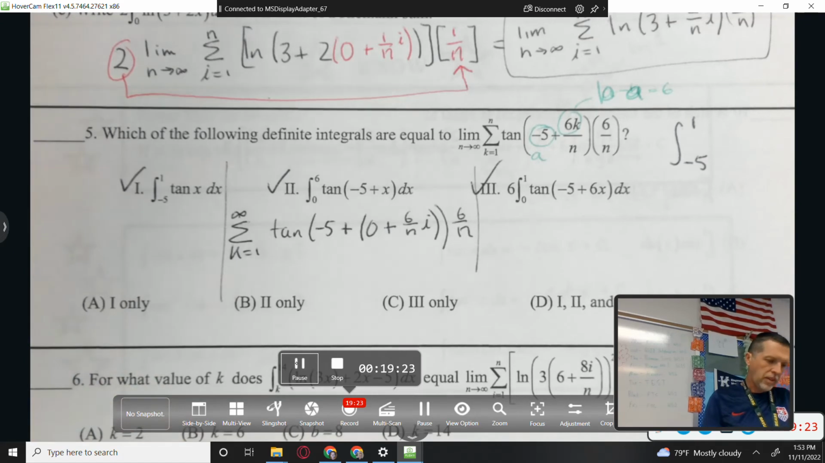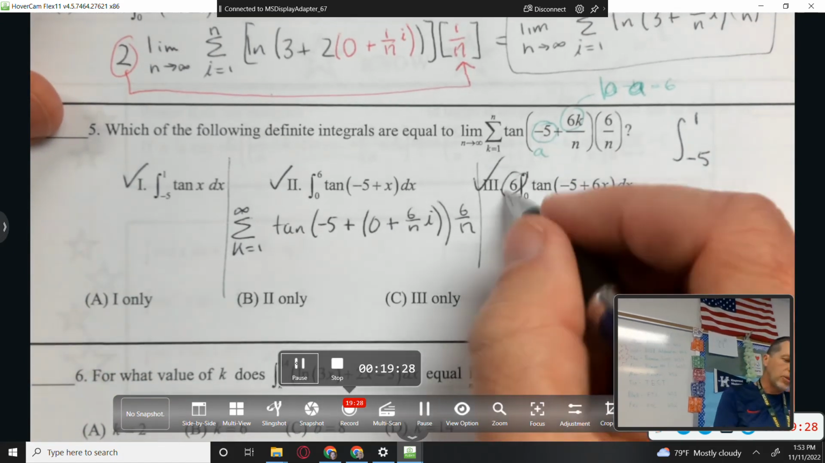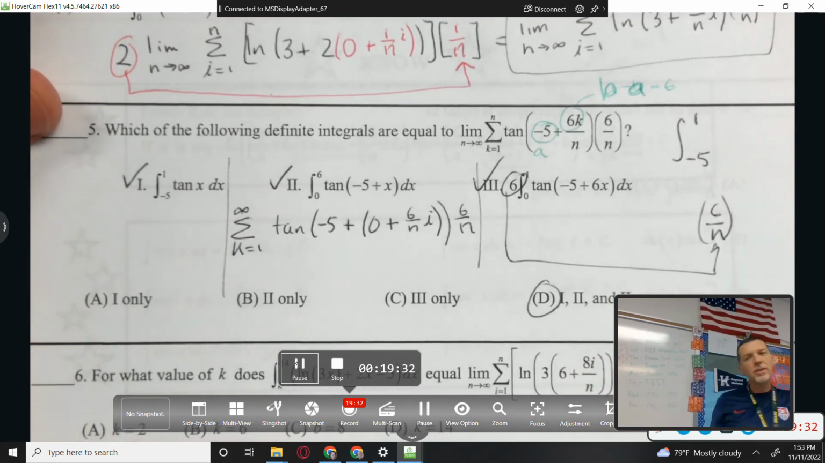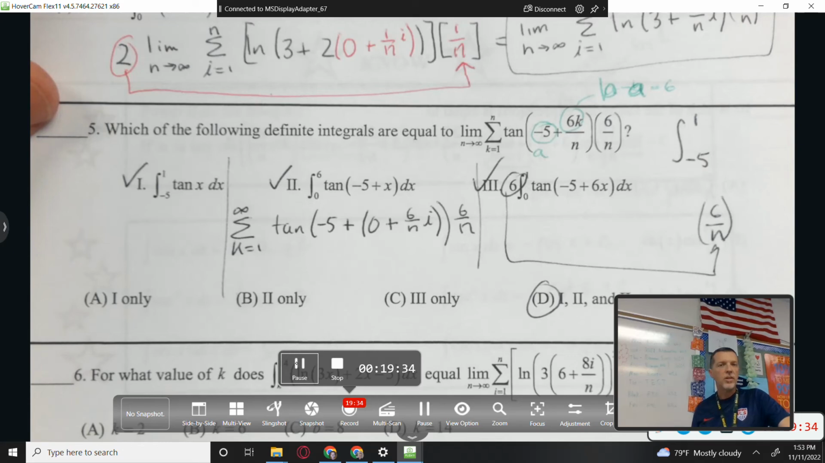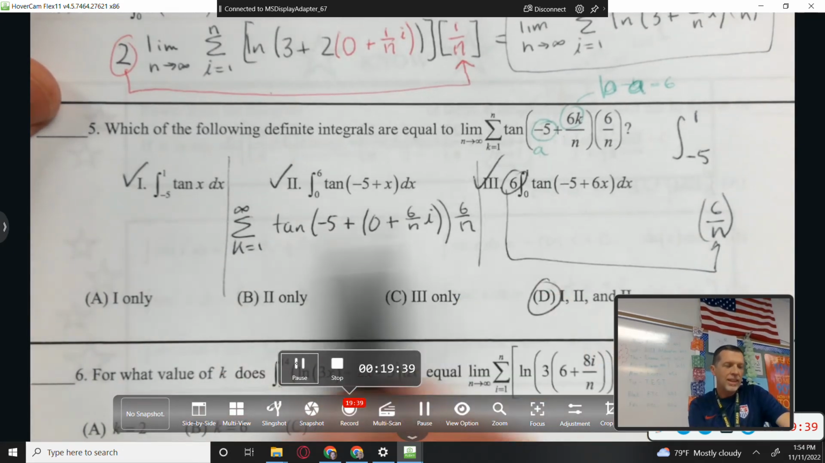Is it because there's no 6? And it has to do with that 6 in there. That 6 would distribute to the end. You'd end up with 6 over n, and it'd all be the same. So you have to be careful on those. You think, well, there's no way they're all the same thing, but they are.